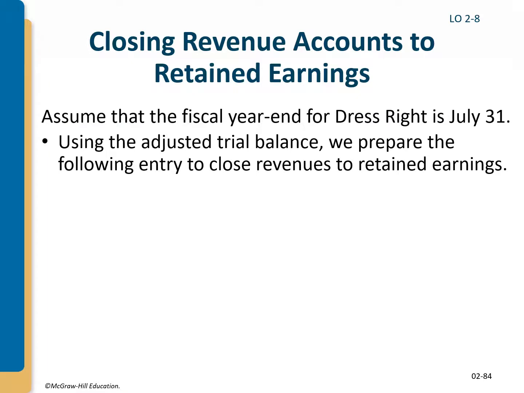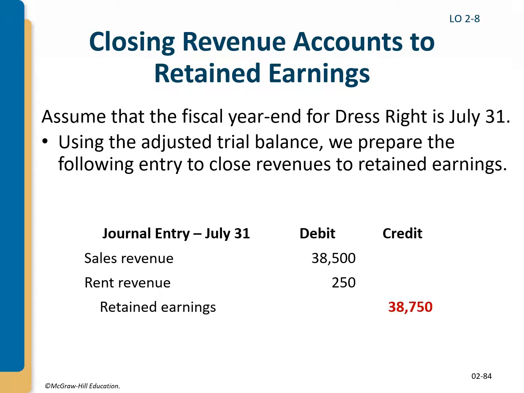So to achieve this process, we have to do more journal entries. Just like any other time we want to change a T account balance, you must start with the journal entry. So using the adjusted trial balance, we will prepare the entry to close revenues to retained earnings. Remember, sales revenue and rent revenue both have credit balances. We need their balance to be zero, so we must debit those accounts for the entire balance during the closing process and credit retained earnings for the total.